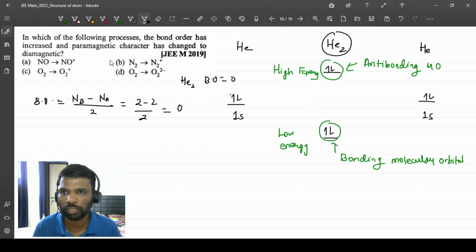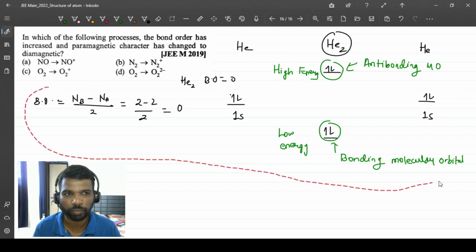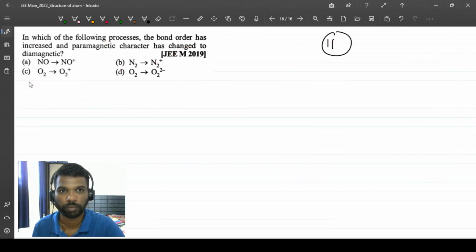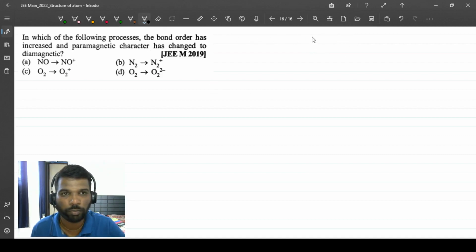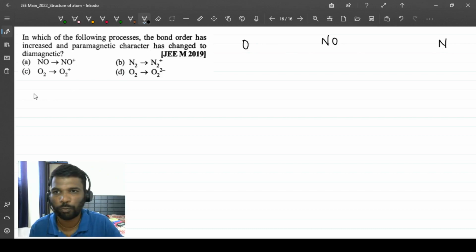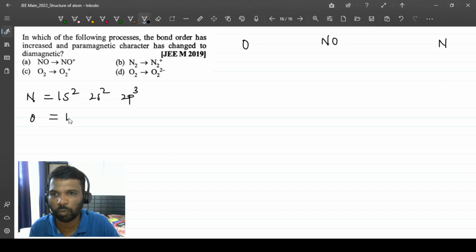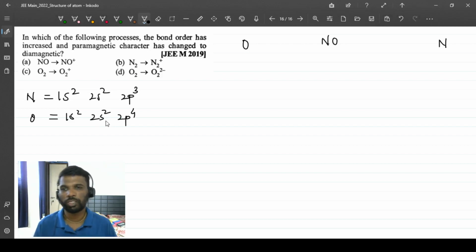One more thing, students, let's do it for the NO molecule first. The NO molecule consists of nitrogen and oxygen. The electronic configuration of nitrogen is 1s2, 2s2, 2p3, and oxygen is 1s2, 2s2, 2p4. This is what the electronic configuration will be.